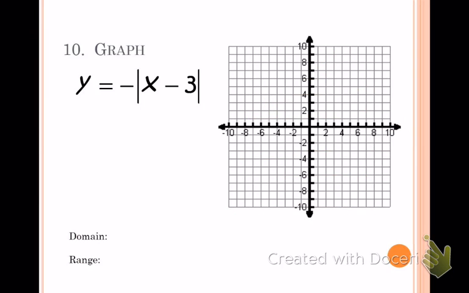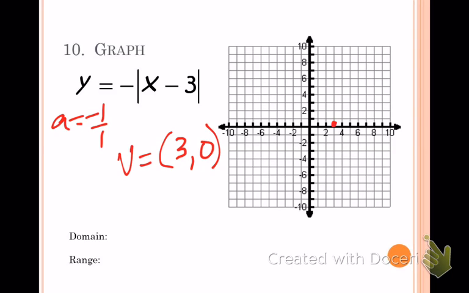Okay? All right, let's try another one together before I turn you loose. Graph it first. All right, so the a is -1/1, so it's going to open down. The vertex is going to be at opposite h, same k, so 3, 0. So we go to 3, 0. The slope is -1/1. So we do that a couple of times and then mirror it on the other side. And there's your v.